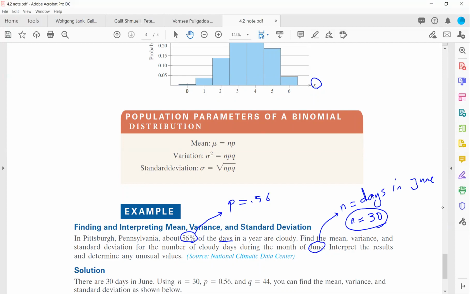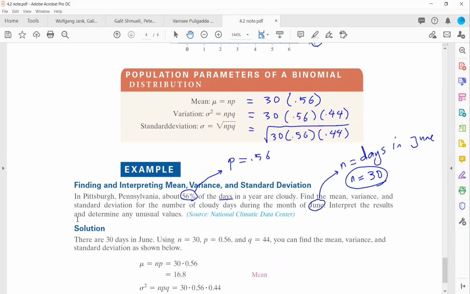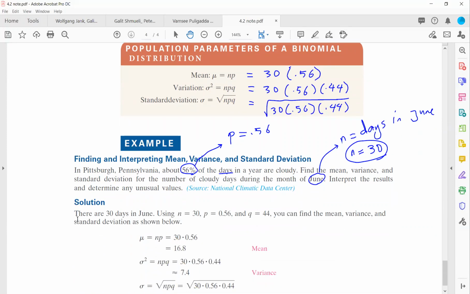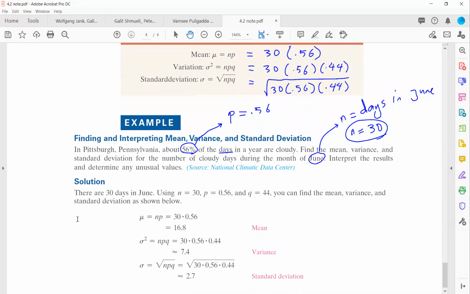So the mean is N times P, 30 times 0.56. Variance is NPQ, 30 times 0.56 times 0.44. And my standard deviation is the square root of 30 times 0.56 times 0.44. If you do the calculation, your mean is 16.8, your standard deviation is equal to 2.7.